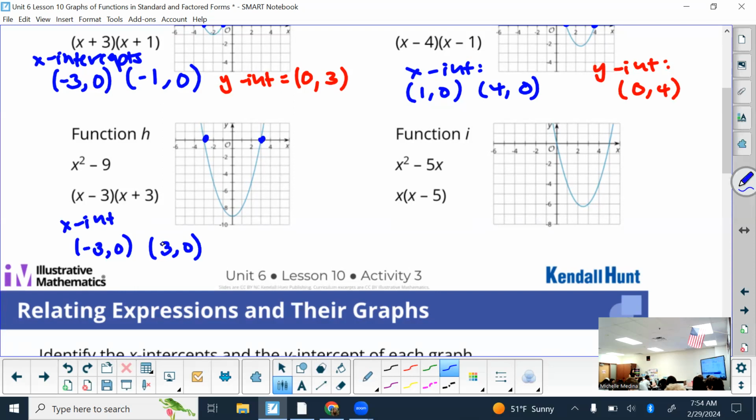Table 6, what about my y-intercept for function h? 0, did you say 9? Yes, -9. Right here is where it touches.